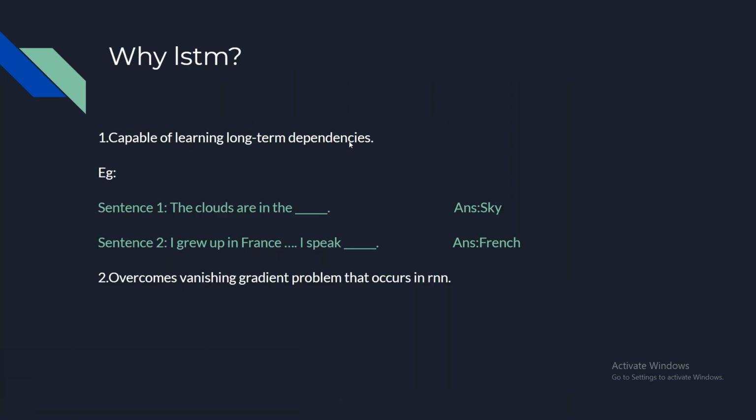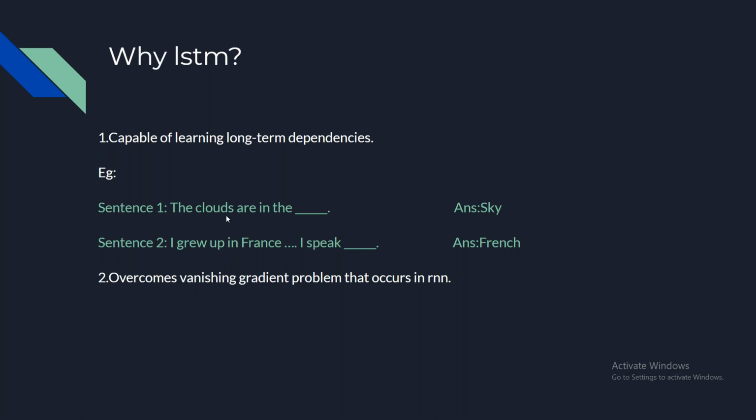So the question arises, why LSTM? First, LSTM is capable of learning long-term dependencies. Sometimes we only have to look at recent information to predict the current output. In such cases, RNN works fine. But when the gap between the relevant information and the place where it is needed is large, LSTM comes into the picture.